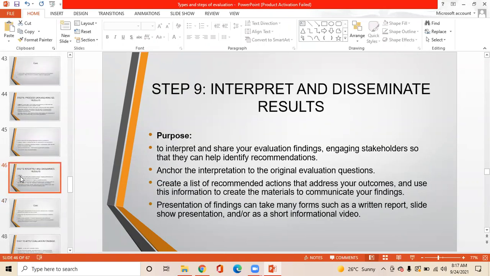Now, step 9 is interpret and disseminate results. Purpose is to interpret and share your evaluation findings, engaging stakeholders so that they can help identify recommendations, anchor the interpretations to the original evaluation questions, create a list of recommended actions that address your outcomes, and use this information to create the materials to communicate your findings. Presentation of findings can take many forms, such as written report, slideshow presentation, and or short informational videos.